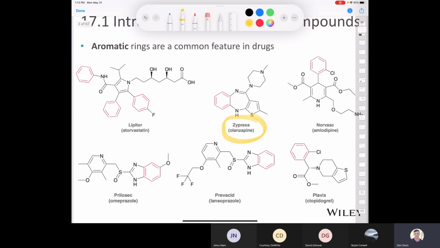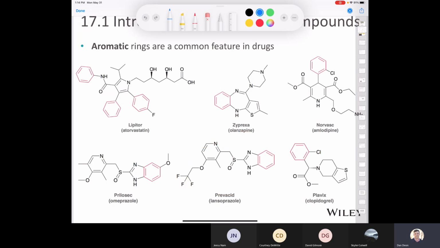Here we have Zyprexa, which has an aromatic ring. What's one that everybody would know? Something like Prilosec, okay, or Losec, right? You can buy Losec or omeprazole down at the Costco. They sell it by nearly the metric ton, right? And so it's basically not an antacid, but it's a proton pump inhibitor that will help you if you have acid reflux. The same thing with Prevacid here, but you see that there are some commonalities between these two compounds.